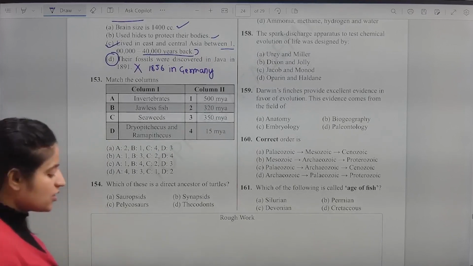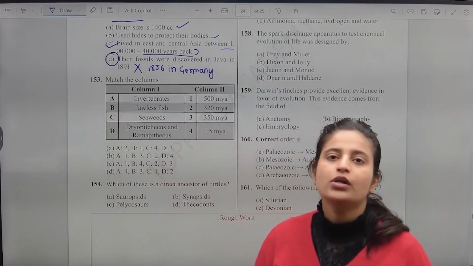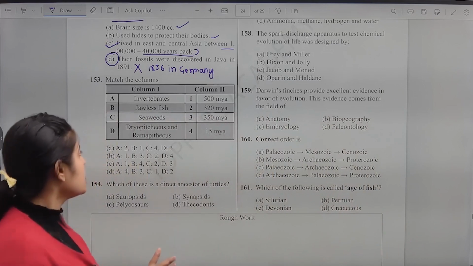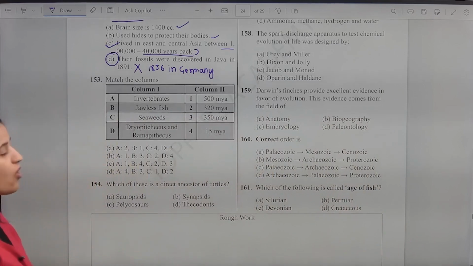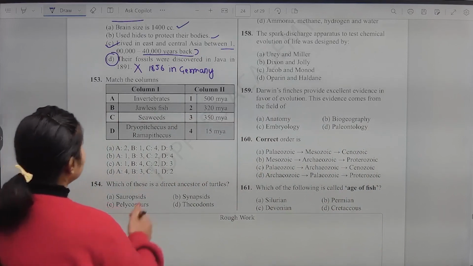The next you have, match the column. This question is completely based on your memory. You have to learn the years because it is quite important. The first you have invertebrates. Their origin is around 500 million years ago.